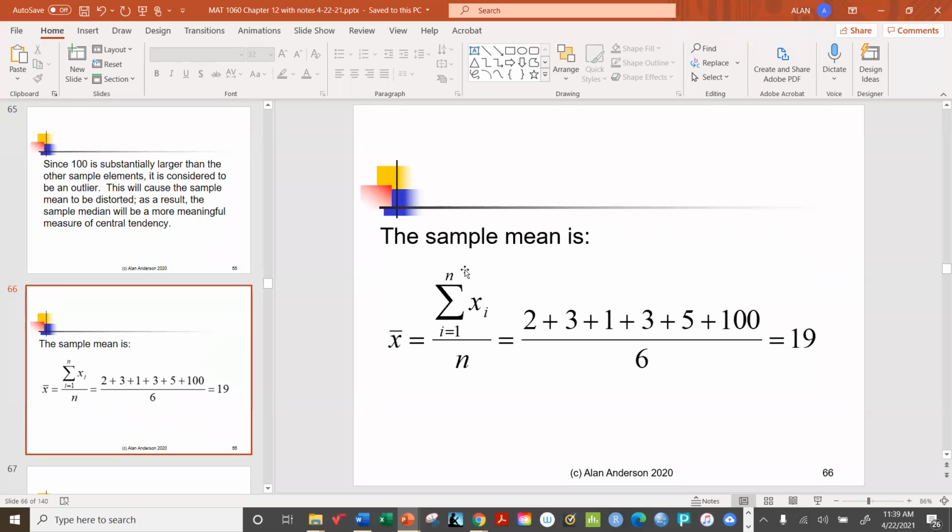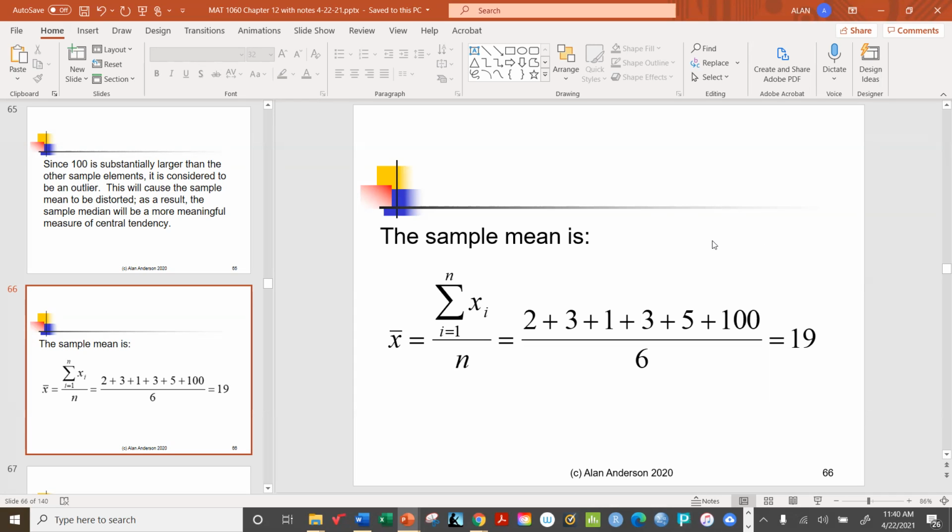For example, if you look at this, you'll see that the average of these 6 elements is 19, which is not very meaningful because most of the observations are below 19 and one of them is well above 19. So the mean doesn't have much importance when we have an outlier like this.